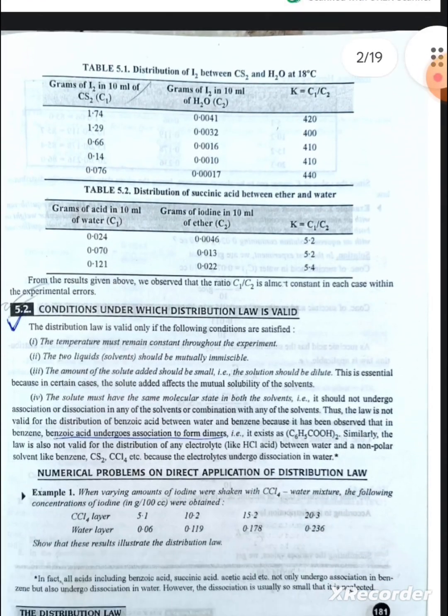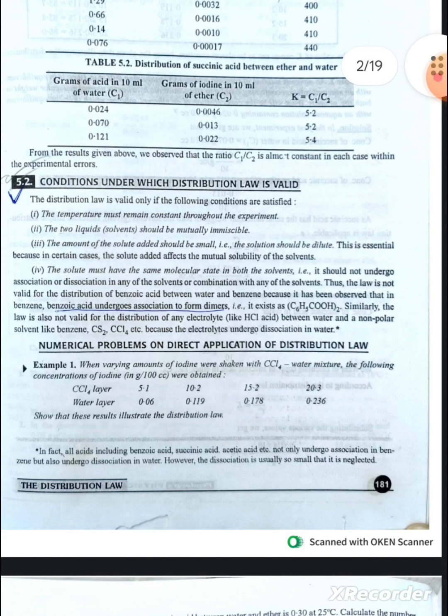5.2 Conditions under which the distribution law is valid. The distribution law is valid only if the following conditions are satisfied. First, the temperature must remain constant throughout the experiment. Second, the two liquids should be mutually immiscible. Third, the amount of solute added should be small, that is, the solution should be dilute. This is essential because in certain cases, the solute added affects the mutual solubility of the solvents.